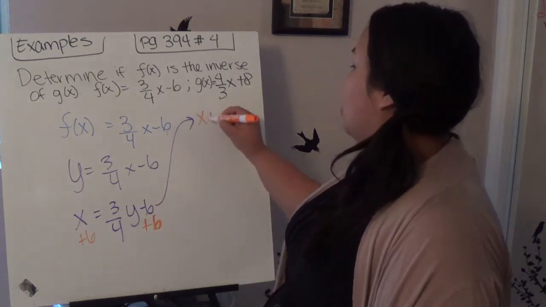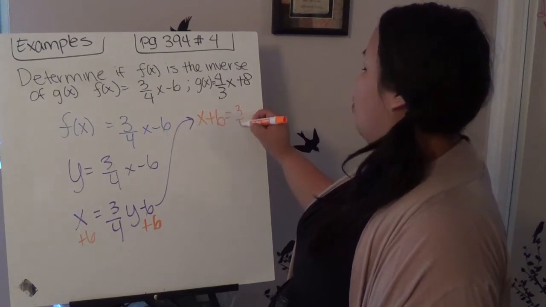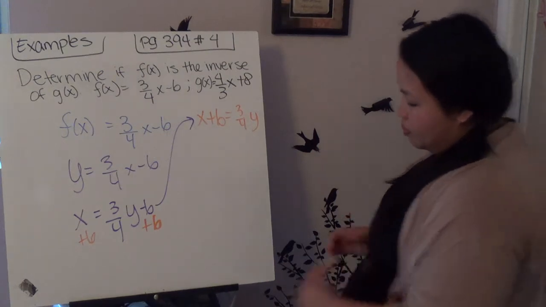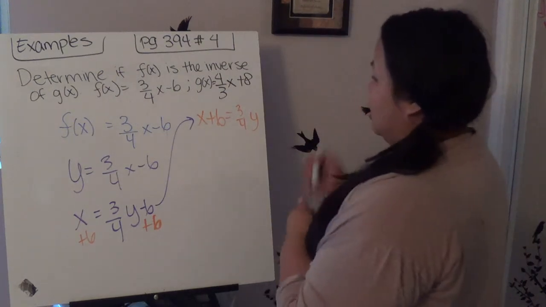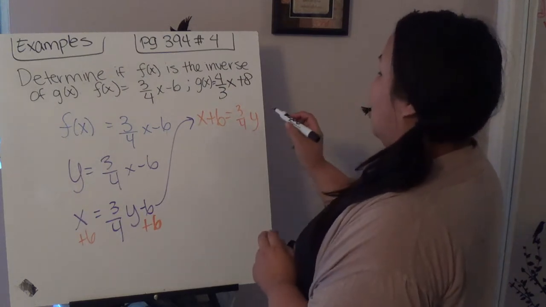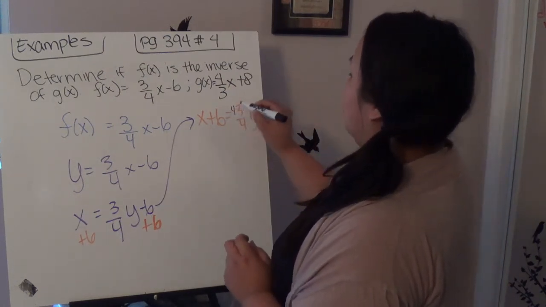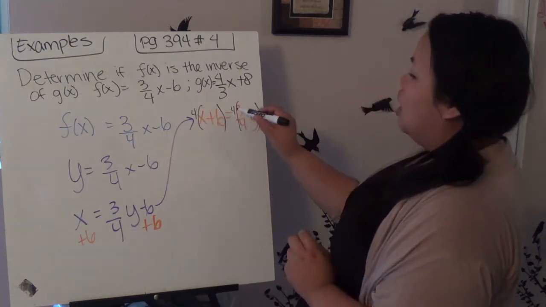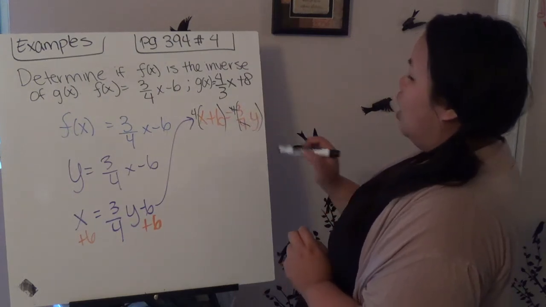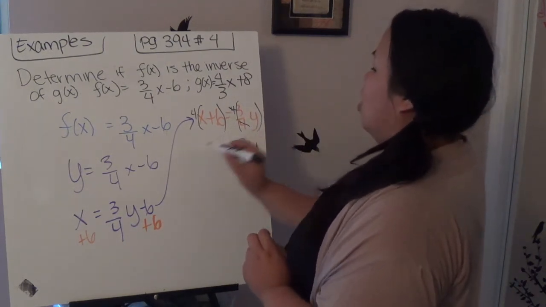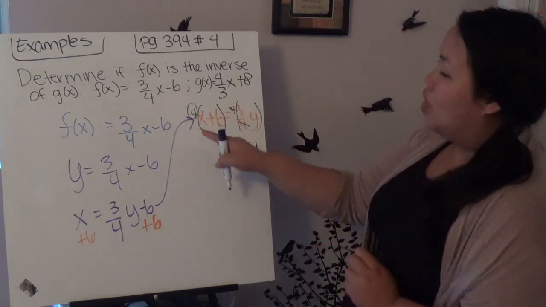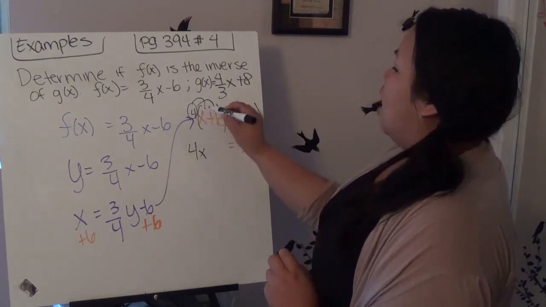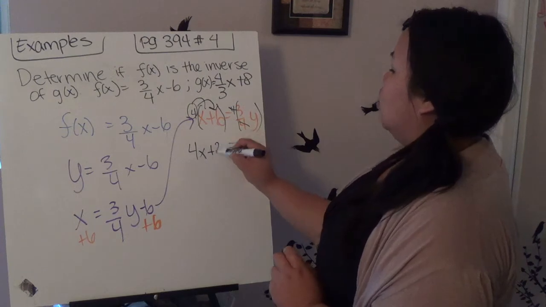So I do x plus 6 equals 3 over 4 y. So what I'm going to do here is multiply both sides by 4. And when I do that, this and this cancel out and I end up with 3y here. And because I'm multiplying the other side, I have to put it in parentheses. So I'm going to go ahead and distribute: 4x and then plus 24.